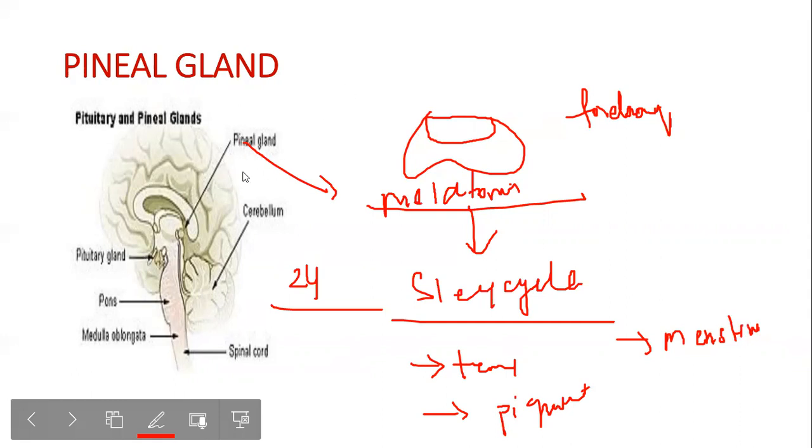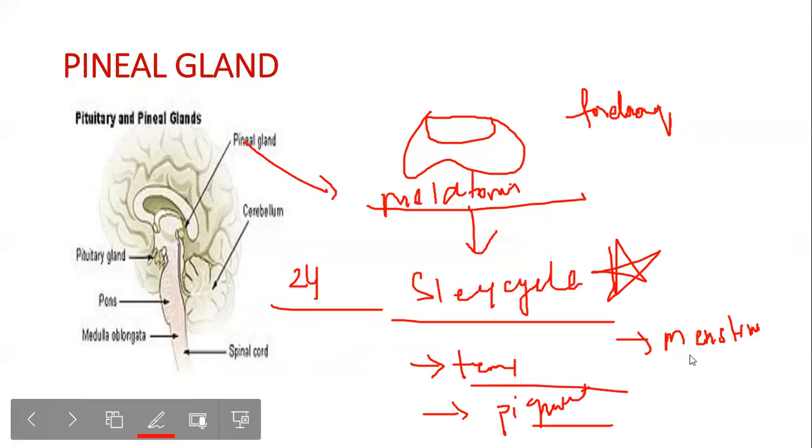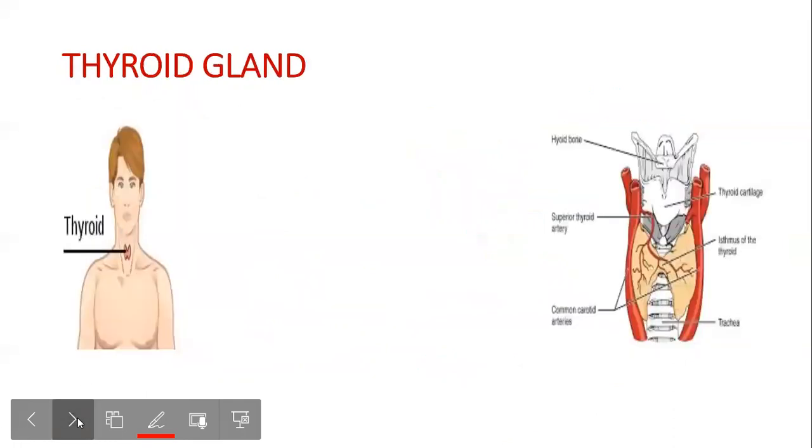So the pineal gland is situated on the dorsal side of the forebrain, and it secretes a hormone called melatonin, which helps in maintaining a normal rhythm of the body. Its main function is the sleep cycle, but along with it, it helps in regulating body temperature, maintaining pigmentation, the menstrual cycle, as well as normal metabolism of the body.